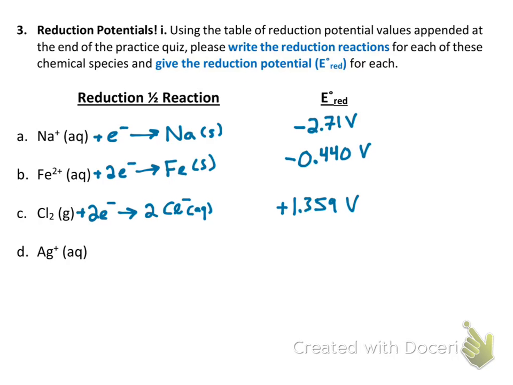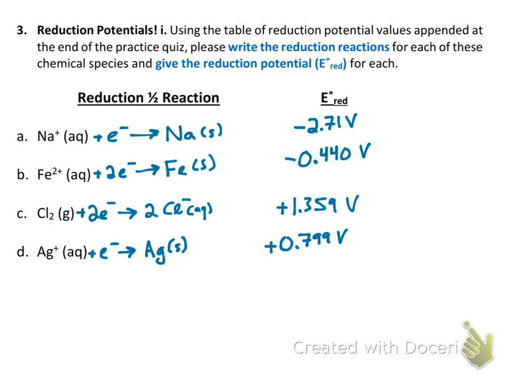And then finally we have silver plus. So silver, just like the other precious metals, like for example gold, is really easy to reduce and wants to be in its 0 oxidation state. So this has a positive 0.799 volt potential to go with it.